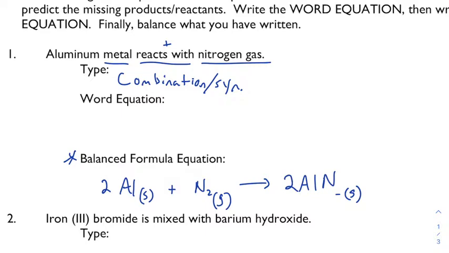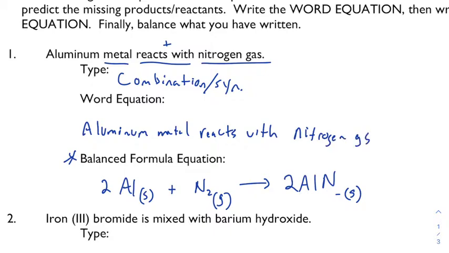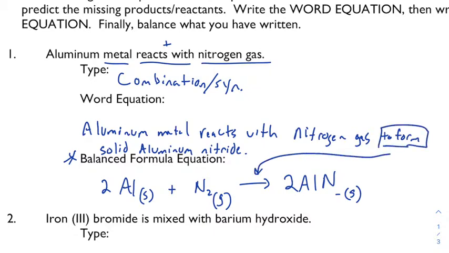So you kind of steal what's written up here. Aluminum metal reacts with nitrogen gas to form solid aluminum nitride. Okay, so the word to form is kind of what is represented by that arrow.